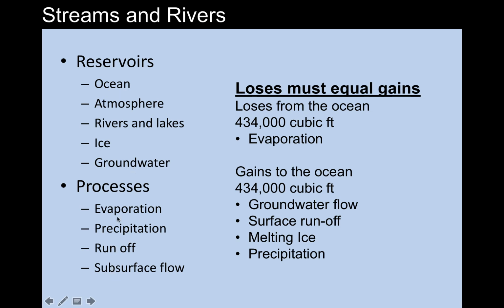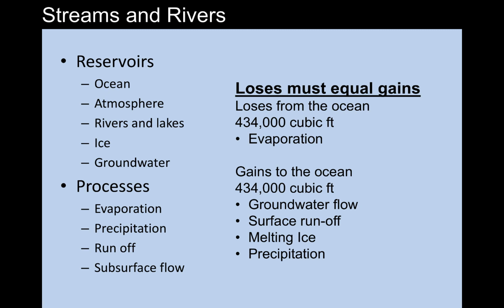Basic processes involve energy from the sun to cause evaporation and precipitation, and then gravity to drive runoff in the form of rivers and streams, and then subsurface flow in the groundwater. And so any losses must equal gains in our little set of reservoirs and systems here to create a kind of balance. So every year the ocean loses 434 cubic feet from evaporation, right? Now, some of that material is going to come straight back into the ocean, but we need to get it all back into the ocean. This is just an approximation. So some of it's going to come straight back through the process of precipitation.